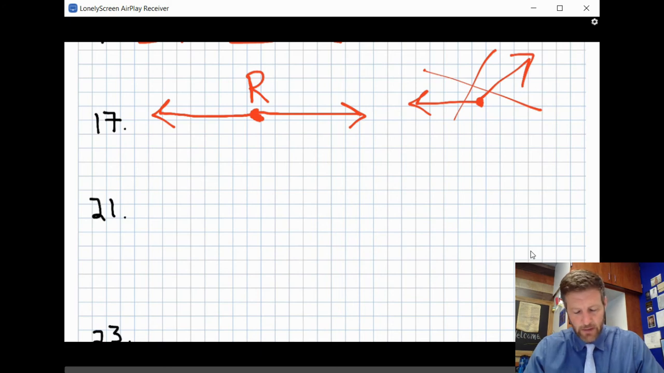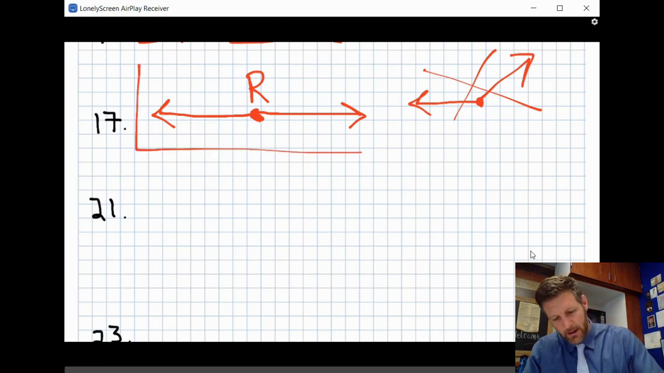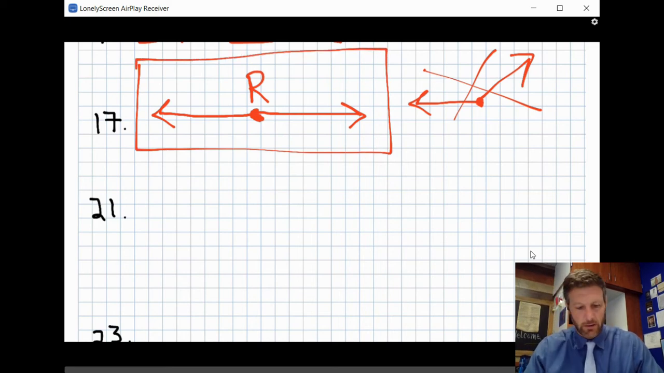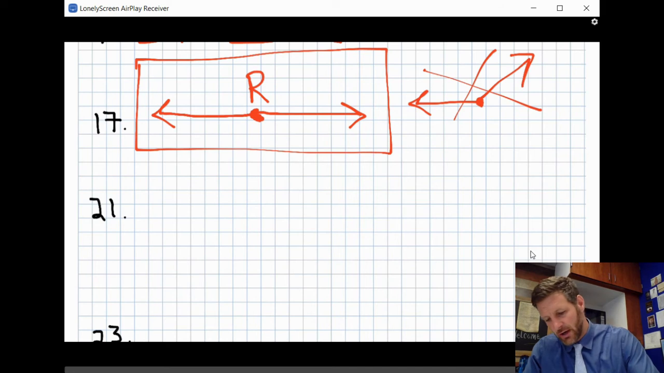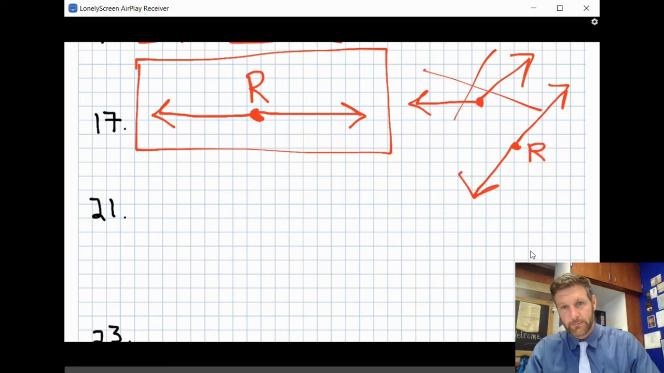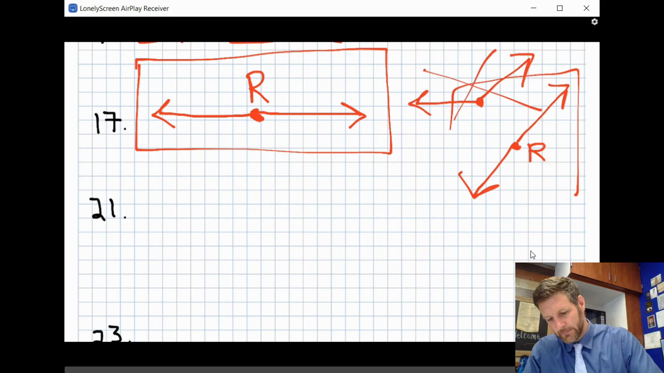So that's it. This would be an example of where you don't have to box this. If you want to, go ahead. But there's your opposite rays containing point R, because they go in opposite directions. You could draw it. Now, if I did it slightly in the other version, if I went like this and like this, that's perfectly acceptable as well. That would be fine.